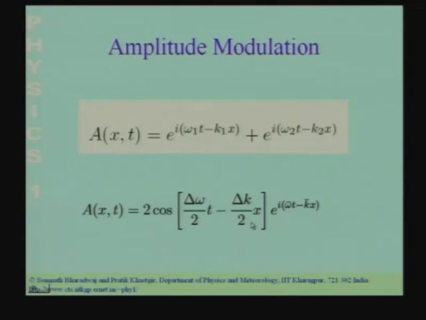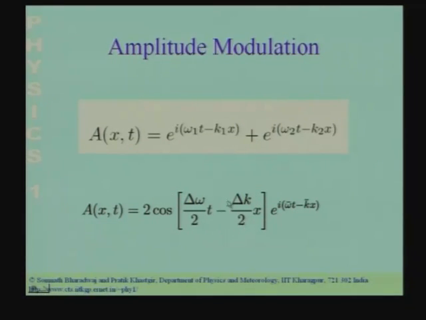Now, when we superpose two waves of two slightly different frequencies, what we get is a fast travelling wave again at the average frequency, but the amplitude of this wave gets modulated, and it itself behaves like a wave which propagates, with a small wave number and a small angular frequency. So, the modulation of the amplitude is represented through this.